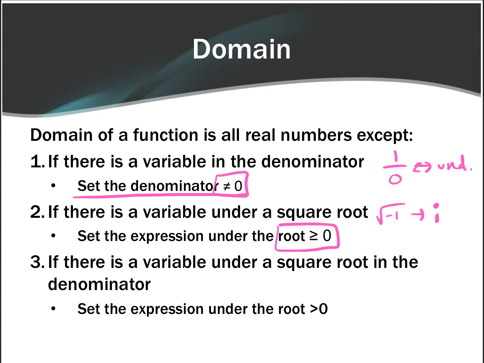And if there's a variable under a square root in the denominator, we set whatever's under the root greater than 0. Because if it's in the denominator, it can't also be equal to 0 because we can't have 0 in the denominator. So these are the three cases that we have to look out for. If none of these things happen, if we don't have a fraction, if we don't have a square root, then our domain is going to be all real numbers. How do we write all real numbers in interval notation? Awesome. Negative infinity to positive infinity.